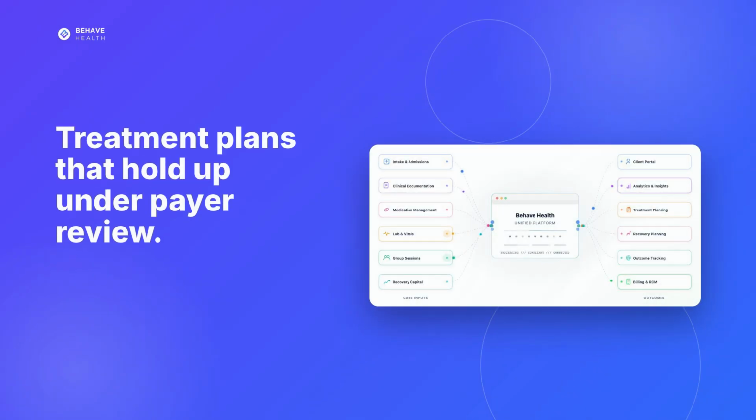A strong treatment plan protects your revenue, satisfies your payers, and guides better clinical care.